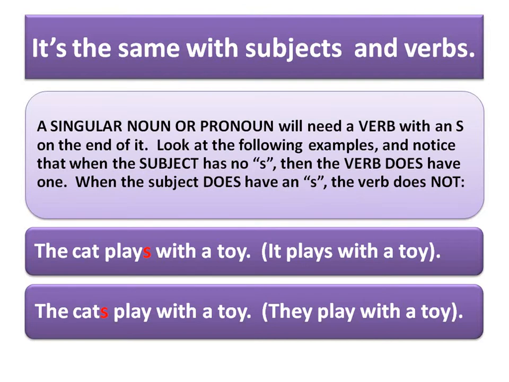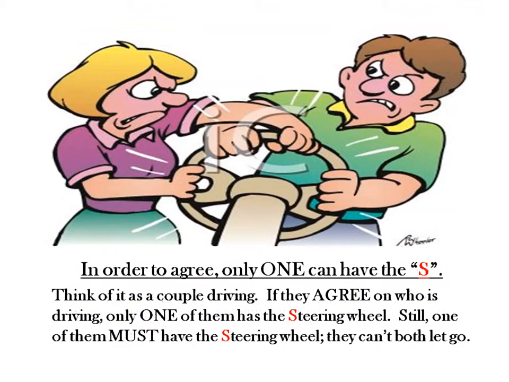A singular noun or pronoun will need a verb with an S on the end of it. Look at the following examples and notice that when the subject has no S, then the verb does have one. When the subject does have an S, the verb does not. Again, only one of them will have the S at a time.